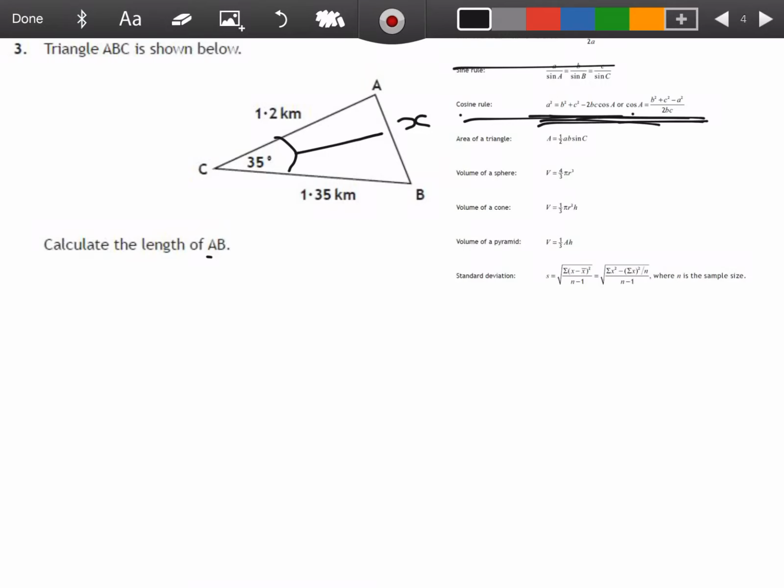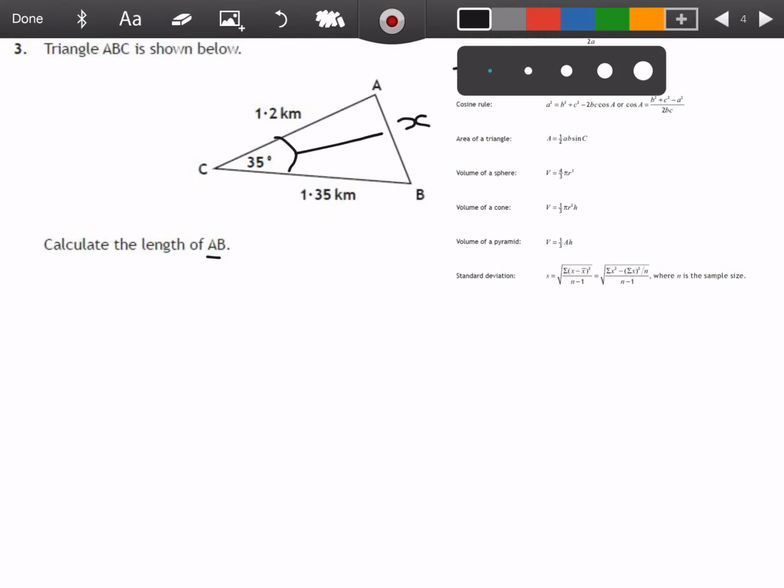We're working out a length, a side length. The one that says cos A equals works out an angle. It's this formula here that we're using. Okay, I'm going to wipe that out because it's a wee bit messy. Right, it's the one that begins with a squared equals. So let's make a go.